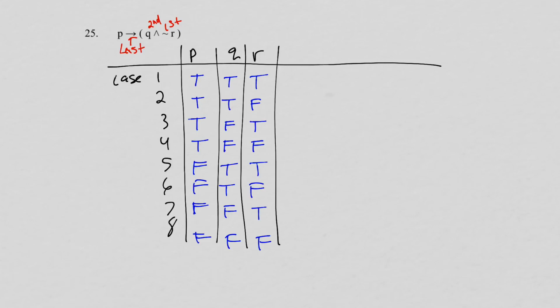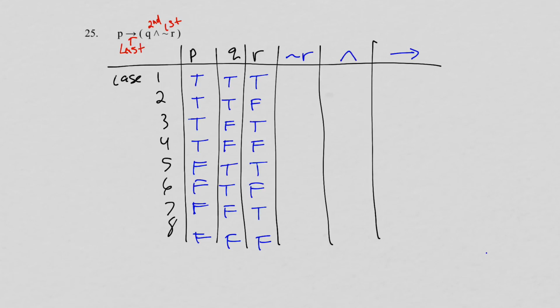Okay. So let's get this set up. First we're going to negate R. Then we're going to do the ands, and then we're going to do the if then, okay? And by the time we do our if then, we're going to have our answer. All right, let's take a look.